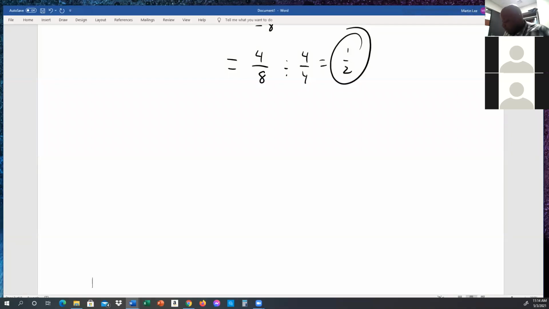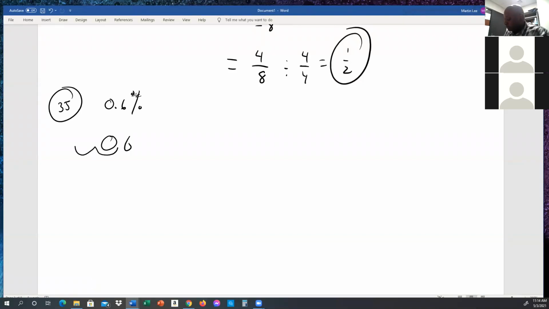Okay, number 35 says write 0.6% as a decimal. So what we want to do is take away the percent, and then we move the decimal 2 places to the left.